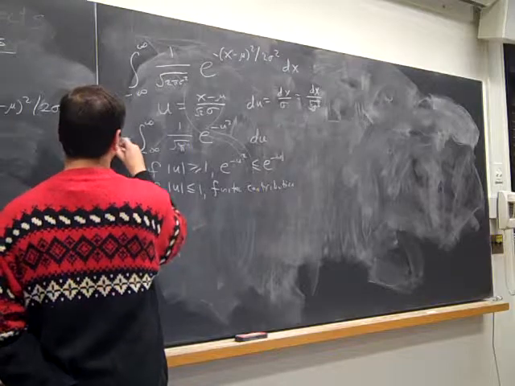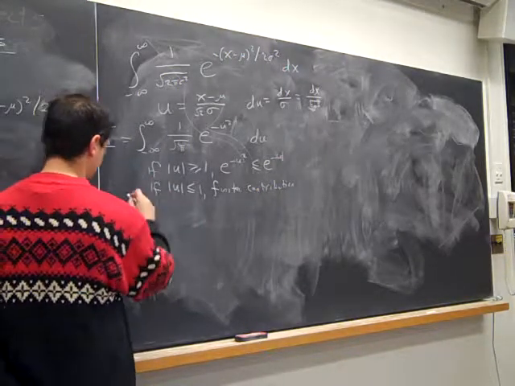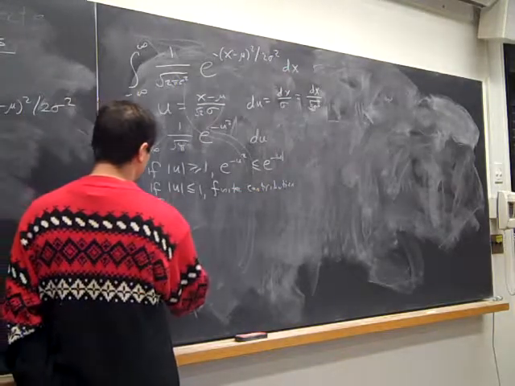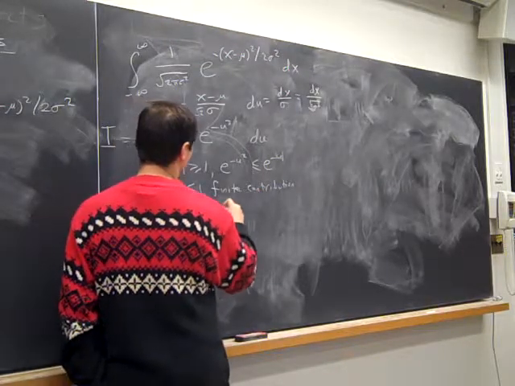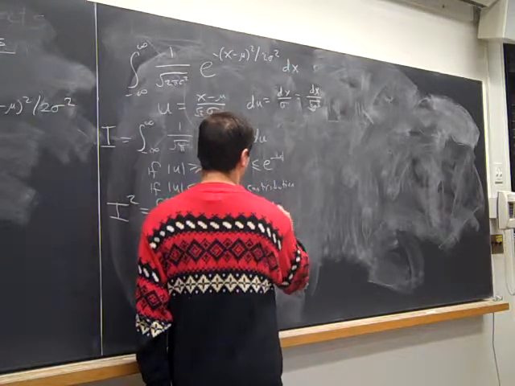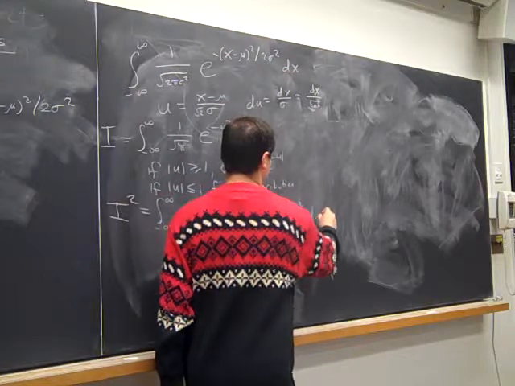Let's give it a name. Let's call it I. I'm going to calculate I squared. I'm going to write I squared as the integral from minus infinity to infinity of 1 over square root of pi, e to the minus u squared du, times the integral from minus infinity to infinity of 1 over square root of pi, e to the minus v squared dv.